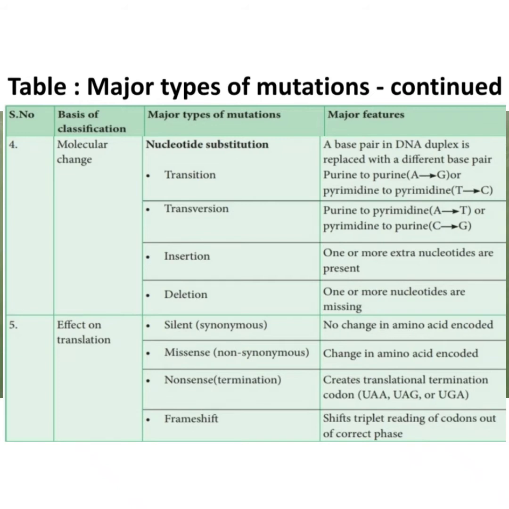Now the basis of classification may be the effect on translation. Silent or synonymous mutation: no change in the amino acid encoded. Missense or non-synonymous mutation: a change in the amino acid encoded. Nonsense or termination mutation creates translational termination codons. The three termination codons are UAA, UAG or UGA. Frameshift mutation shifts the triplet reading of the codon out of the correct phase.